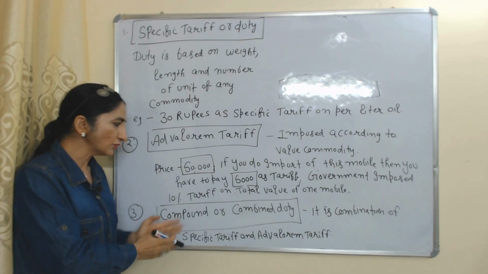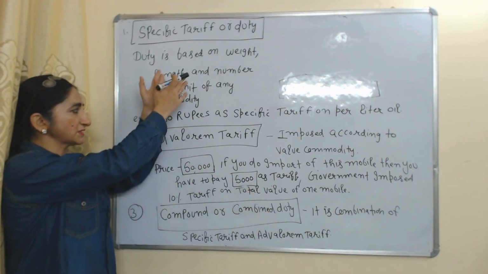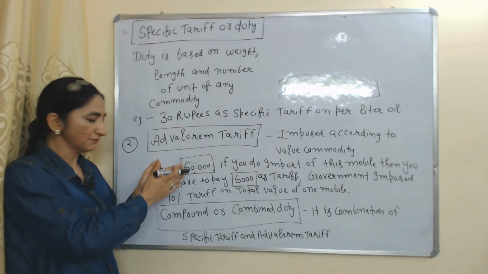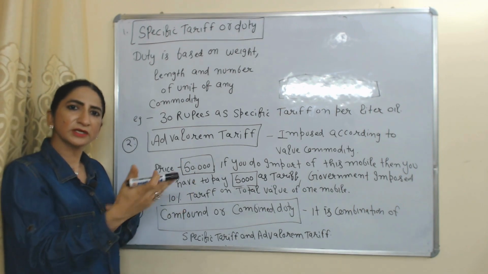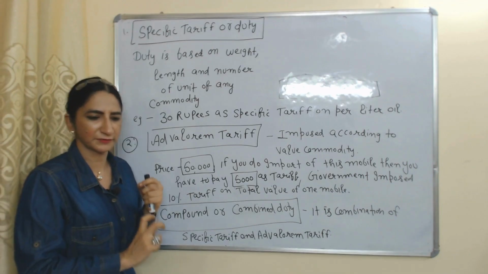Next is compound, or we can say the combined duty. It is a combination of specific tariff and ad valorem tariff. It means compound tariff includes both, specific tariff as well as ad valorem tariff.